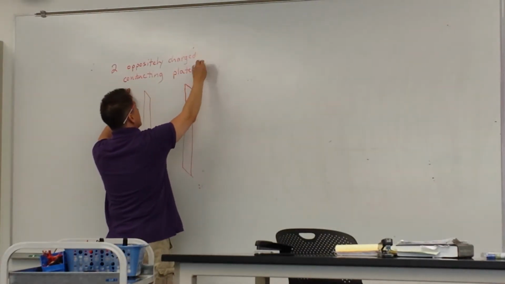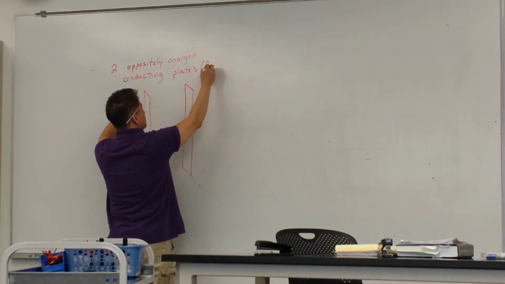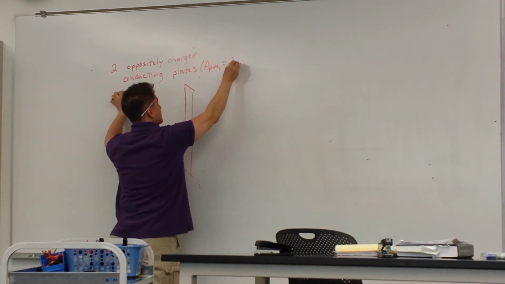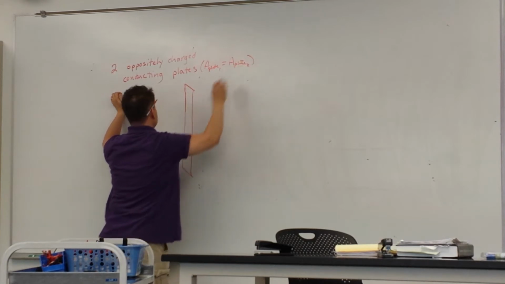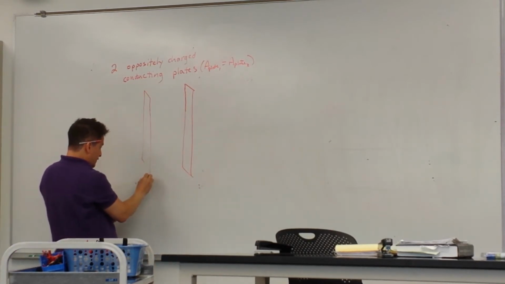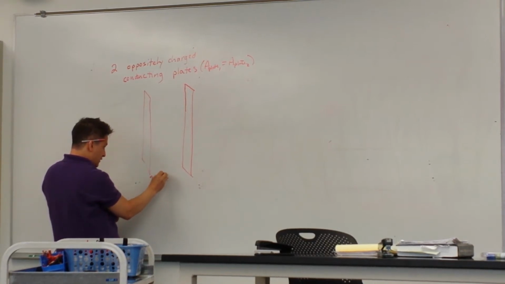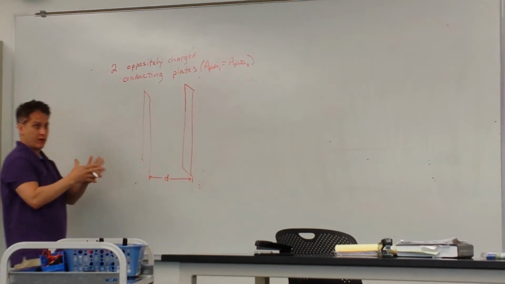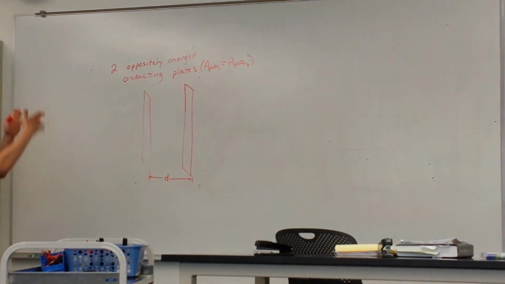And we'll make the note that plate 1 has the same area as plate 2. And let's just assume that their separation distance is, and now let's just call it D, from one plate to the other. They're oriented basically just flat to each other, parallel.